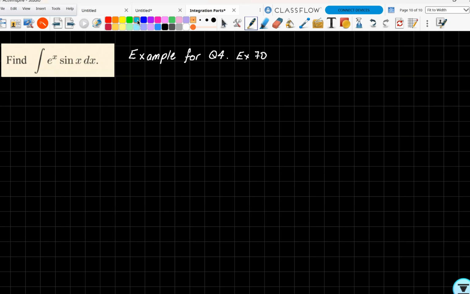Okay, so doing the example that's in your textbook, and the hint there was that sometimes for certain questions you have to use the by parts twice. And this is a great example. It's also going to help if you set it out nicely.